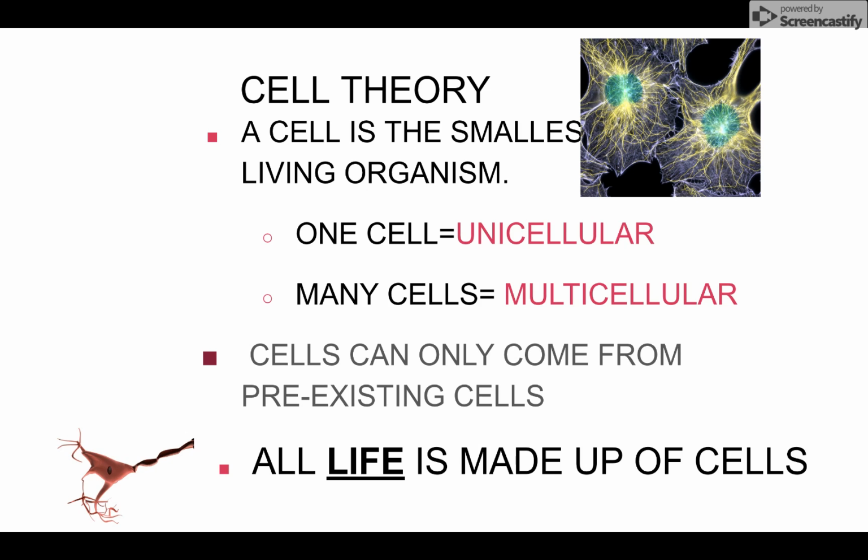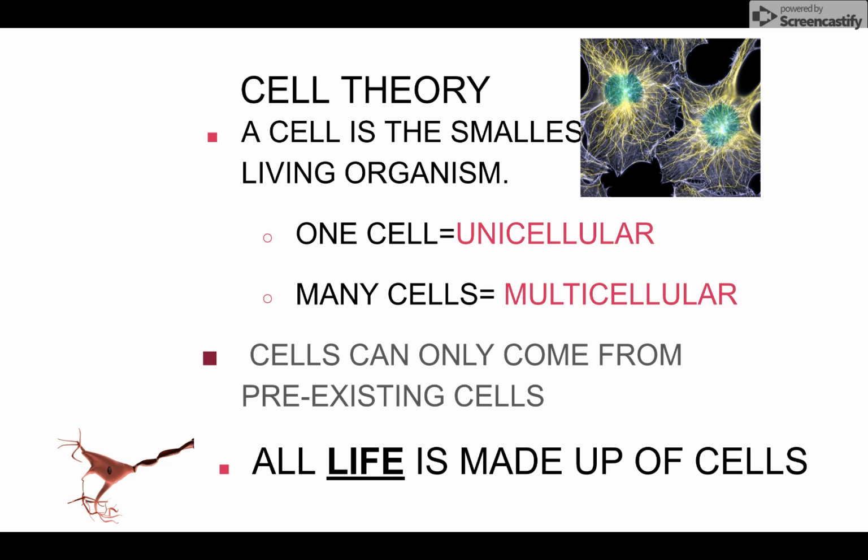The next concept is cell theory. Cell theory states that all living things are made up of cells, and if it's a one-cell organism, we call it a unicellular organism. If it's many cells, we call it multicellular. What you do need to know and memorize or understand is that all cells can only come from pre-existing cells. So that's a very important concept in the cell theory, that all cells that currently exist have come from a pre-existing cell. And all of life is made up of cells. So that's a very important concept that you need to understand.